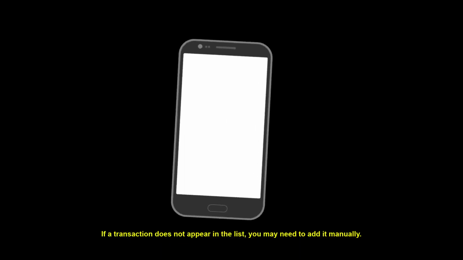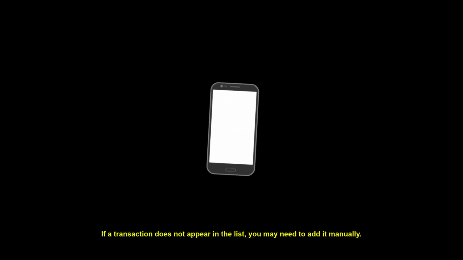Now, review the transactions listed on the screen. To match a transaction, check the corresponding box next to it. If a transaction does not appear in the list, you may need to add it manually. To add a missing transaction, click on Add Transaction at the bottom of the page. Fill in the necessary details for the new transaction.